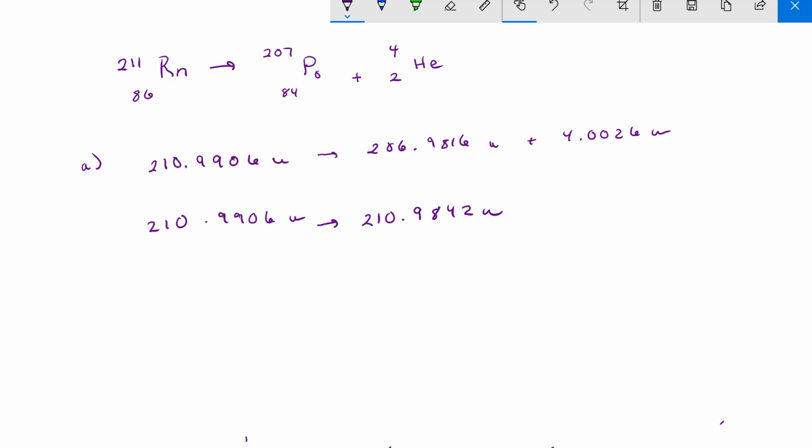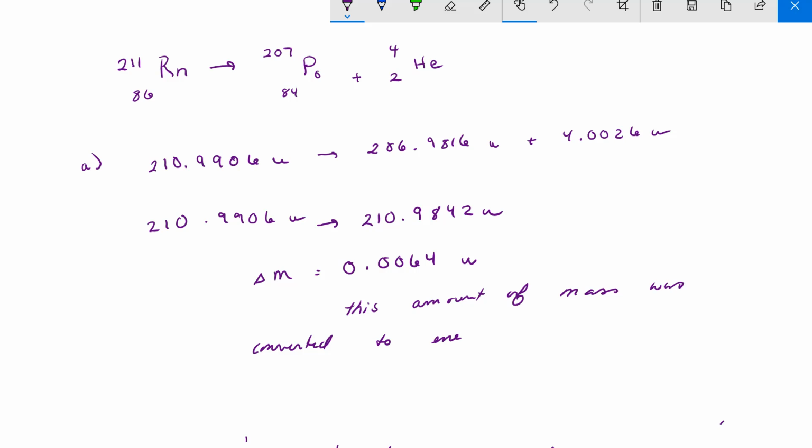So we add the products together, and we have 210.9842, and we look at the difference between the two masses. And we have a loss of mass of 0.0064 units. This is the amount of mass that has been converted to energy from the original radon reactant. And this has been converted to energy thanks to Einstein's E equals mc squared equation.